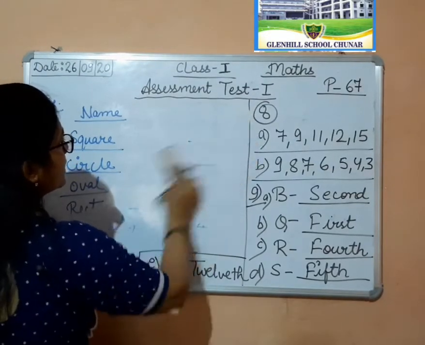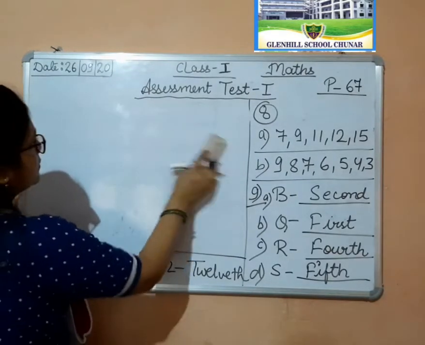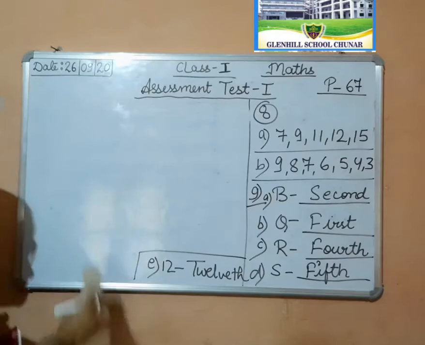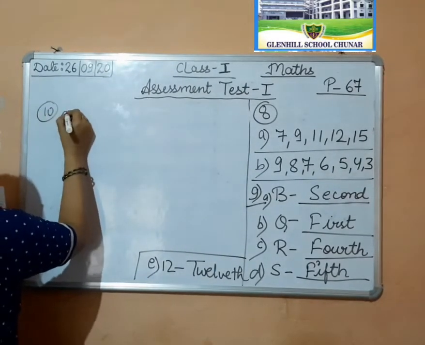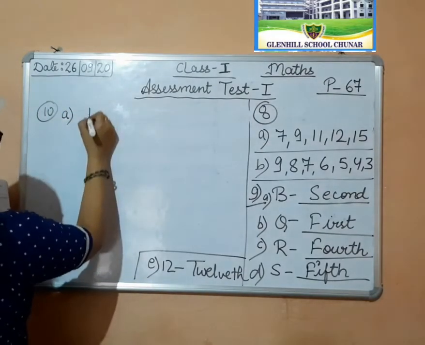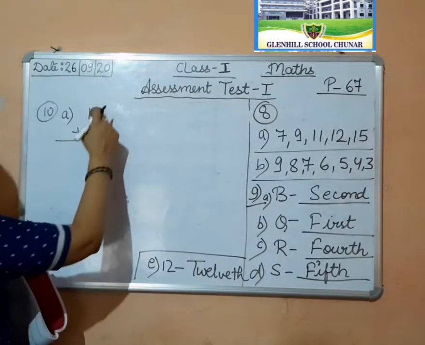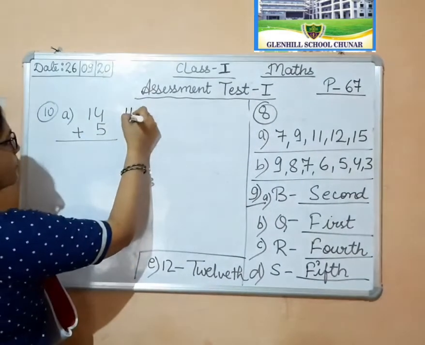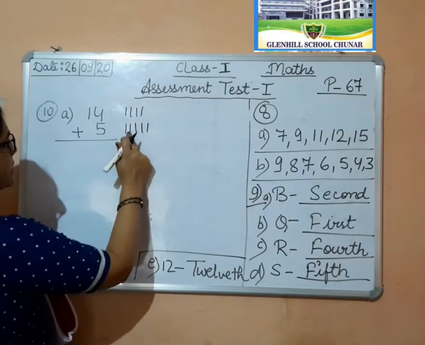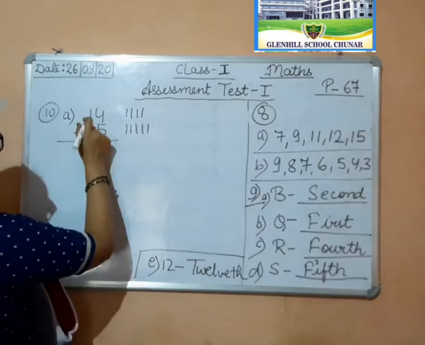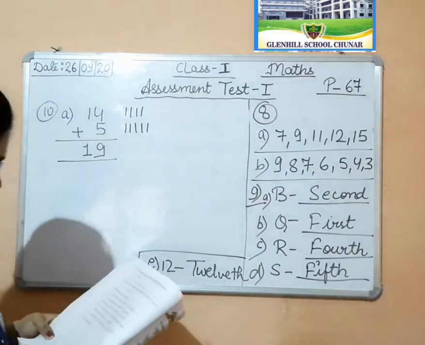Now I am moving to the next question. Okay students, see question number 10. A. Do the sum. Okay, so 14 plus 5. Like this you have to do the sum. So 4 plus 5. Okay, 1, 2, 3, 4 and 5. So 1, 2, 3, 4, 5, 6, 7, 8, 9. So 9 I have written here. Here is 1. So 1 I have written. Okay, so 19 is like this. So that you have to do on your own.